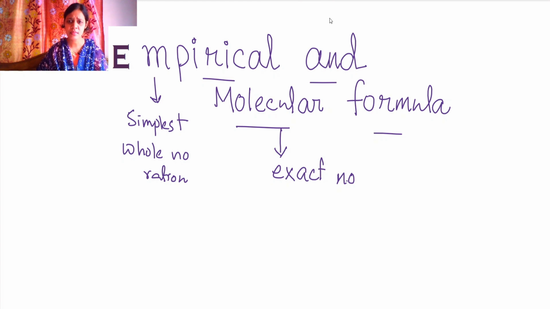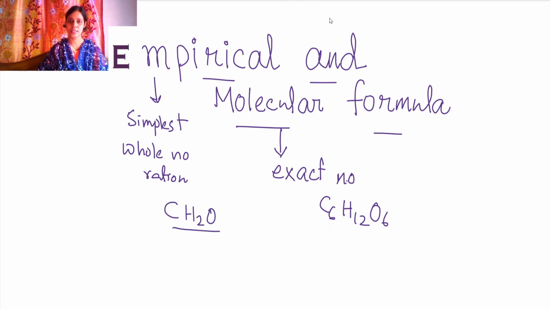For example, if I ask you the formula of glucose, you know the formula of glucose, that is C6H12O6. This is the molecular formula of glucose because it represents the exact number of carbon, hydrogen and oxygen present in glucose. But when I divide the numbers of all the atoms present in glucose by their common factor, here which one is the common factor? That is 6. If I divide the numbers of all the atoms by 6, I will get CH2O. This is the simplest whole number ratio, so it is the empirical formula.